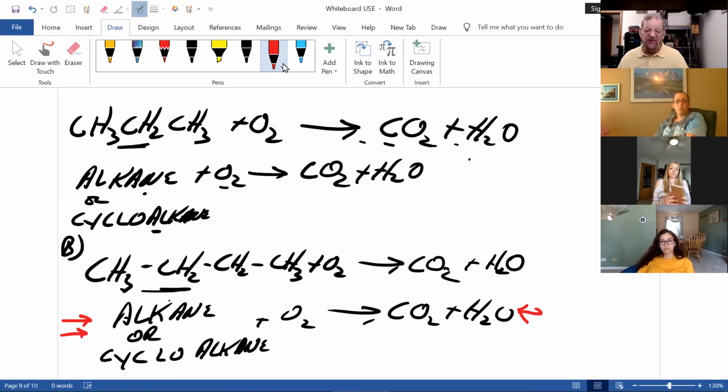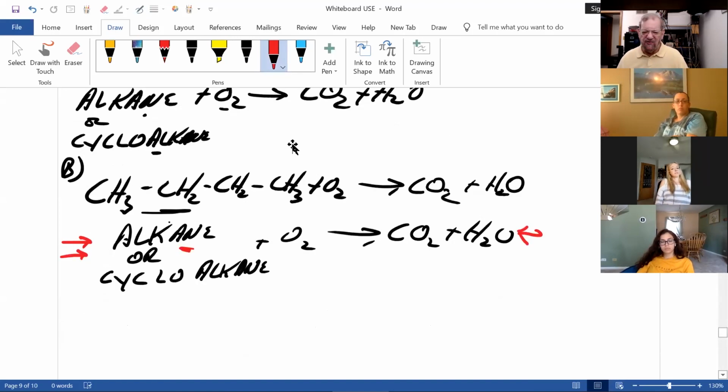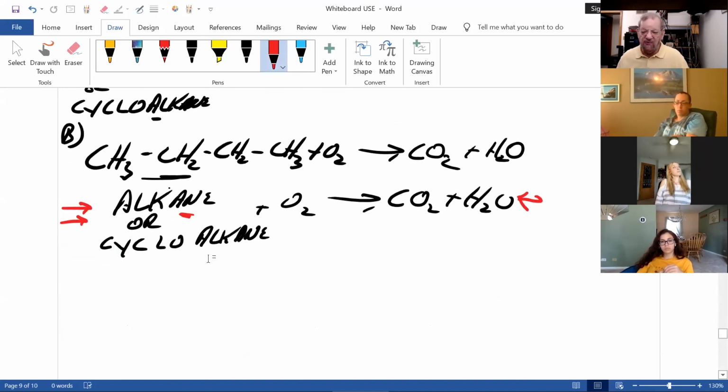But somehow this has to be in your brain. The best way to memorize a general reaction is write it down and say it 5 times. Write down alkane or cycloalkane plus oxygen gives CO2 and water. Write it down and say it. If you do that 5 times, I don't know why, I'm a chemist, not a psychologist, it really burns it into your brain.